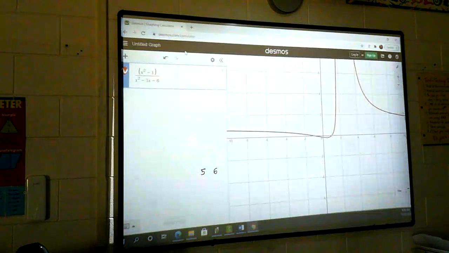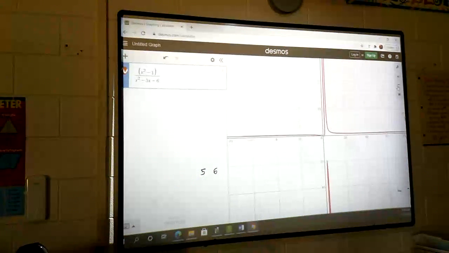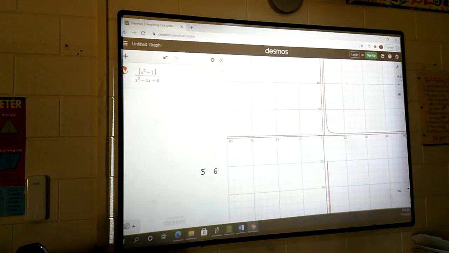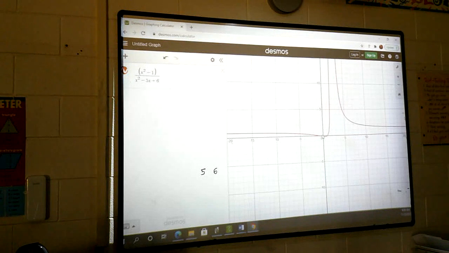All right, if you'll look, here is what the graph looks like. These graphs look very strange, okay? All right, so here's what the graph looks like. An important thing to note is there's your two x-intercepts. That's where it crosses the x-axis, okay?